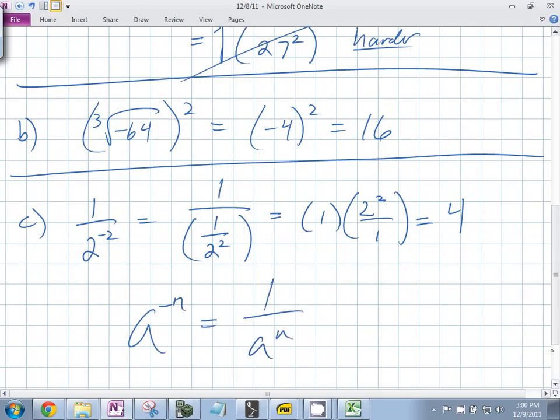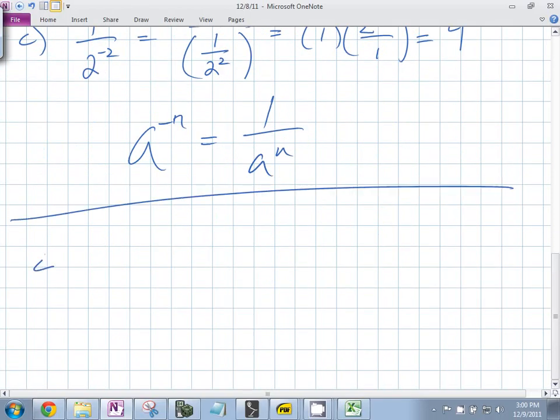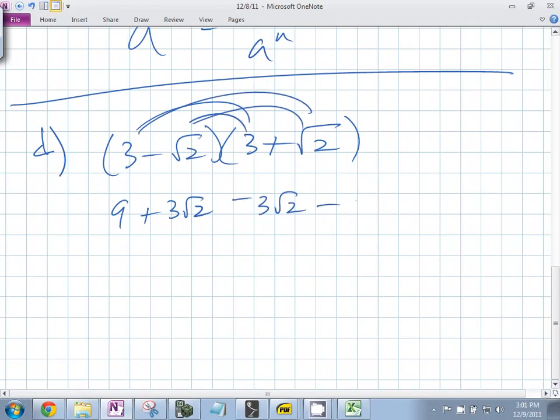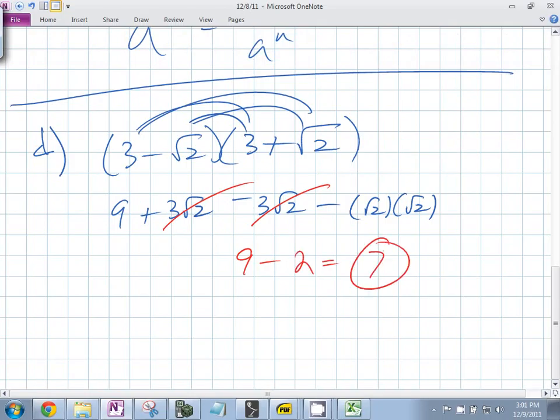Yep. Correct. D, 3 minus root 2 times 3 plus root 2. What do you have to do on this to simplify it? Use the FOIL method. Distribute. So it's going to be 9 plus 3 root 2 minus 3 root 2 minus root 2 times root 2. What happens to the middle two terms? Cancel. 9 minus, what's root 2 times root 2? 2. 9 minus 2 is 7. Done. That's it.